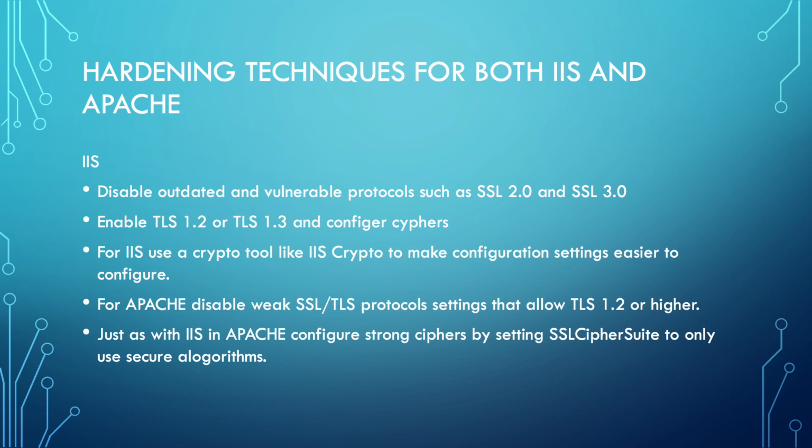Now, these kind of apply to both systems. So you must disable outdated and vulnerable protocols such as SSL 2.0 and SSL 3.0. You can enable TLS 1.2 or TLS 1.3 and then configure those ciphers. Now, for IIS, use a cipher tool like IIS Crypto to make configuration settings easier to configure. Now, for Apache, like I said earlier, you're going to disable weak SSL and TLS protocol settings that allow 1.2 or higher. Now, just as with IIS and Apache, you must configure strong ciphers, and you can use things like SSLCipherSuite to only use secure algorithms.